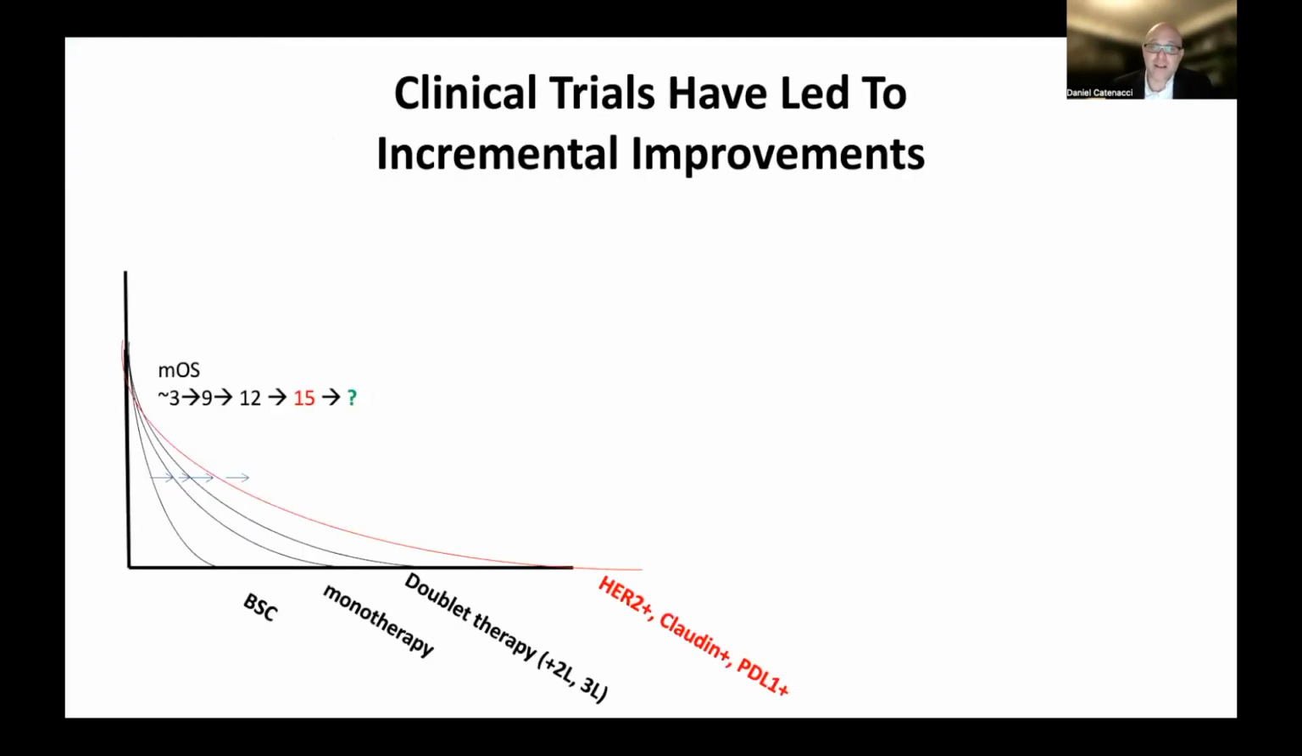So clinical trials then have led to incremental improvements over time. I've shown you the data that improved best supportive care with monotherapy chemo to doublet chemotherapy. And I've shown you some examples of targeted therapies for targeted populations and the median survivals that are slowly, incrementally improving. And ultimately, of course, studies being done today are trying to improve on those.